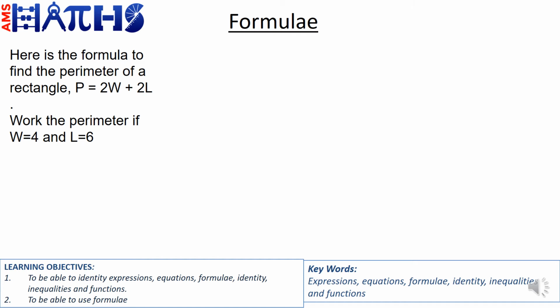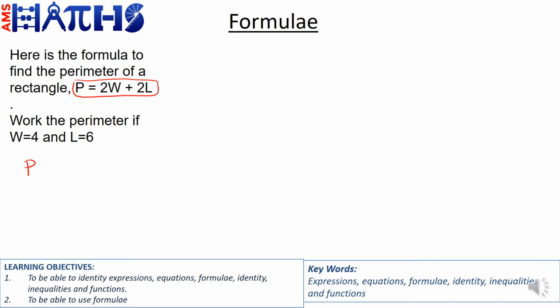Well, now we're going to look at using formula. So for this task, we'll be substituting into formula to calculate values of an unknown. And as I said, for a formula, if you want to calculate any variable in the formula, they will give you the other variables that are needed for you to work out the one you're asked to find. So it says here is the formula for the perimeter of a rectangle, and we need to work out the perimeter if W is 4 and L is 6.